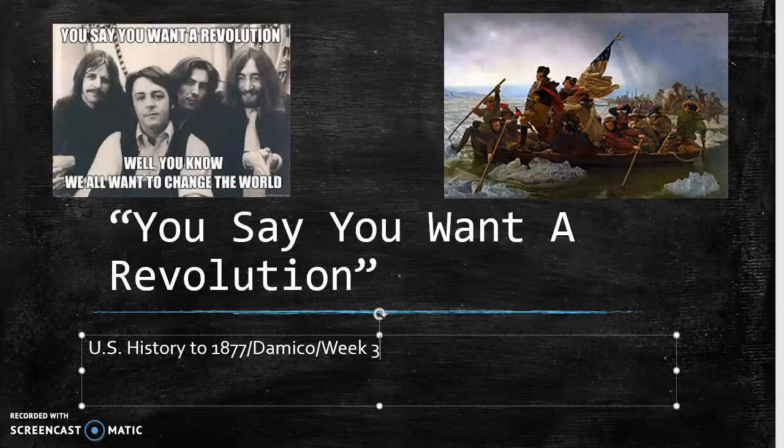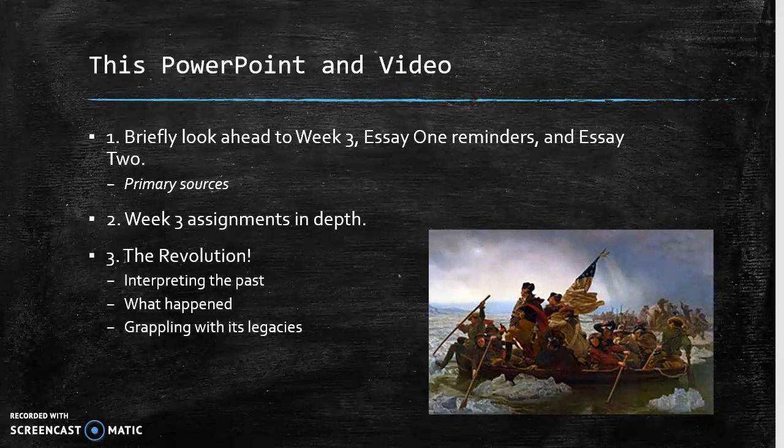Let's see. This PowerPoint, before we get into the revolution itself, I will briefly look ahead to week 3, what's due this week. I'm going to remind you that you should be handing in Essay 1 fairly shortly. And then it's time to start thinking ahead to Essay 2. So we'll do that. Then I'm going to talk to you a little more about the week 3 assignments, then the revolution.